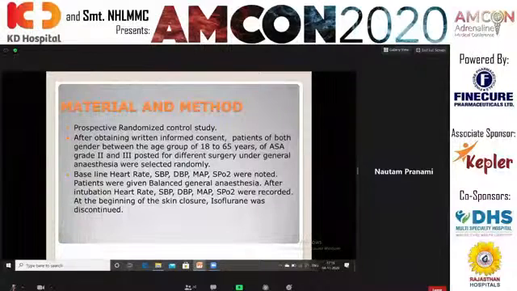After obtaining consent, patients aged 18 to 65 years, ASA grade 1, 2 and 3, were selected randomly for different surgeries under general anesthesia. Baseline heart rate, systolic blood pressure, diastolic blood pressure, mean arterial pressure, and SpO2 were noted. Then patients were given a balanced general anesthesia, and after intubation, vitals were recorded again.